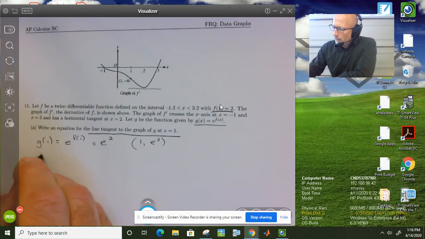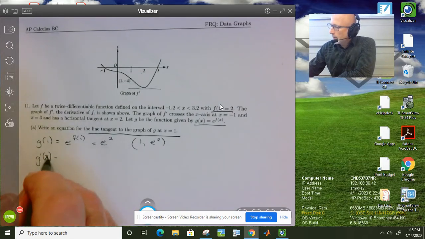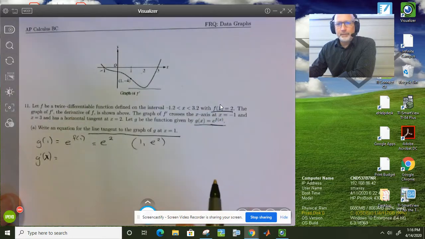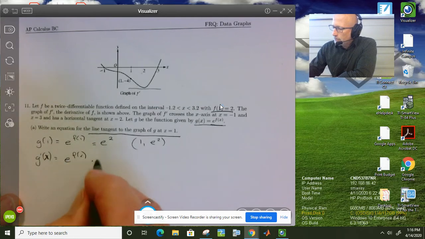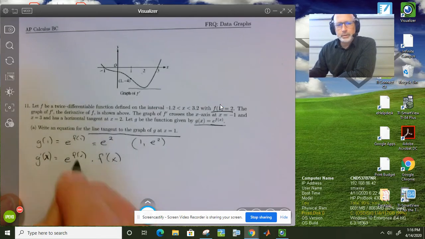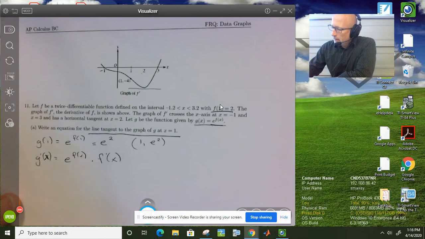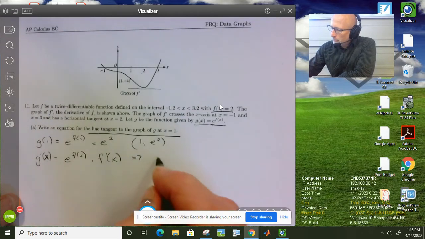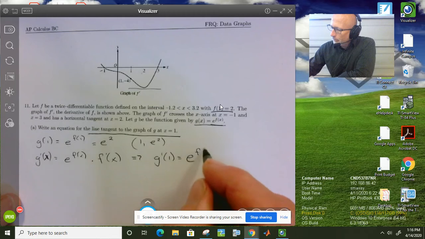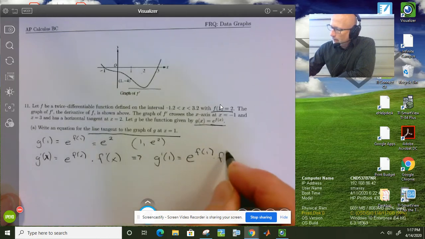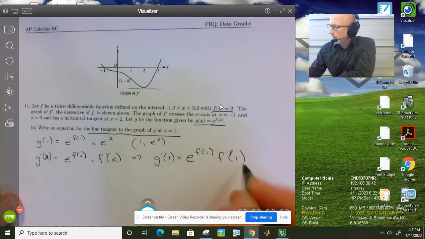So g prime of 1 is equal to, actually, let's do g prime of x first. Taking the derivative here, it's the e function, so we get e to the f of x, but by the chain rule, you need to multiply it by the derivative of f of x, which is f prime of x. Okay, so then I plug in 1. So g prime of 1 is equal to e to the f of 1 times f prime of 1.